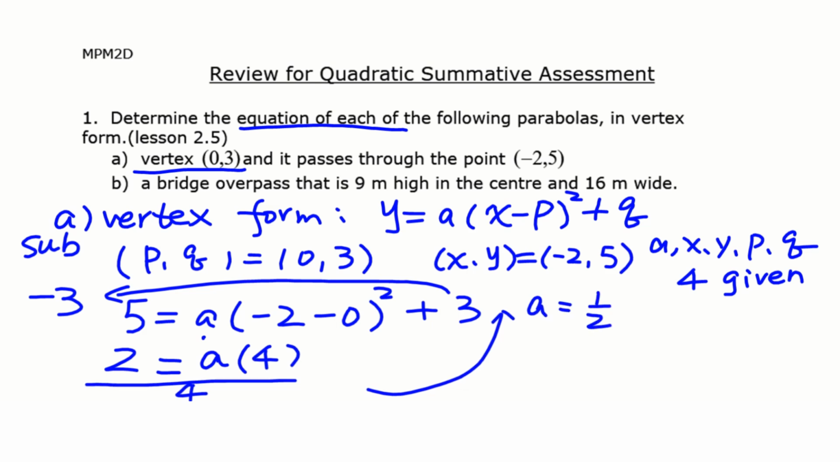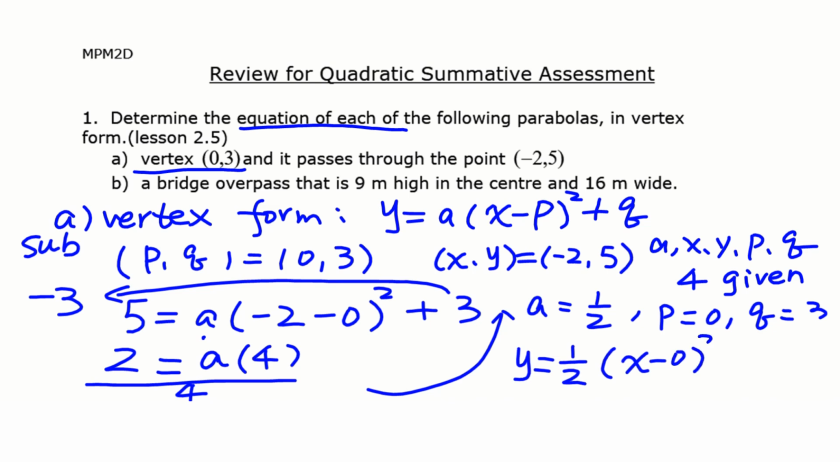Then we have a, we have p, we have q. Sub into this vertex form, you will have the equation for this problem. y equals 1/2 x minus 0 bracket squared plus 3. This is how you do this one.